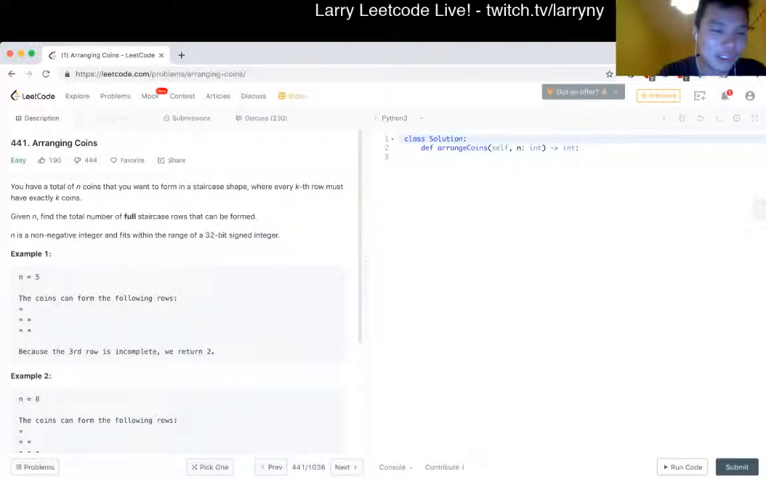Okay. You have a total of n coins that you want to form in a staircase shape where every k-th row must have exactly k coins. Given n, find the total number of full staircase rows that can be formed, where n is a non-negative integer and fits within the range of a 32-bit signed int.